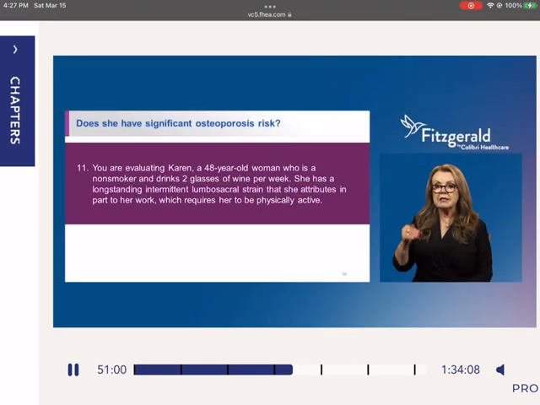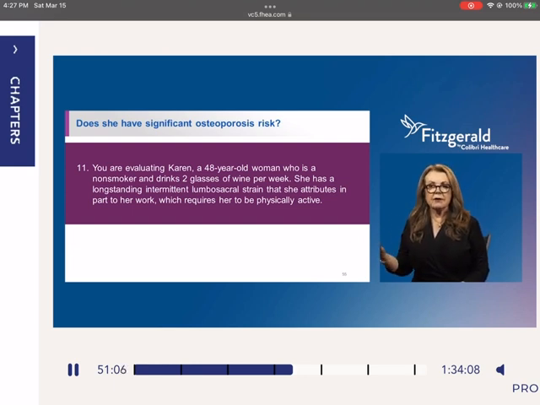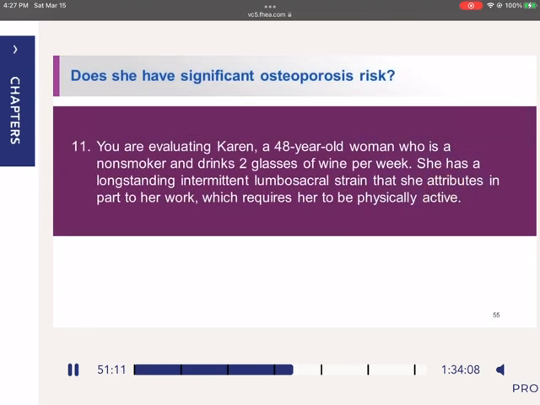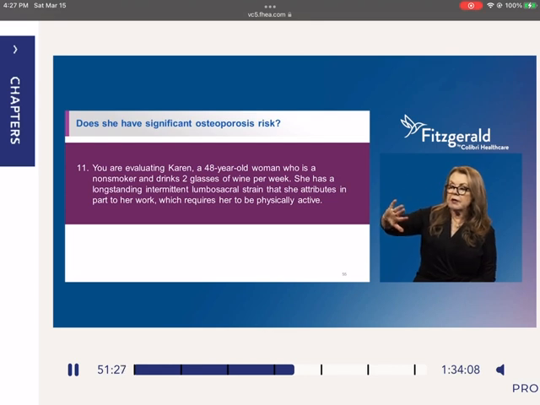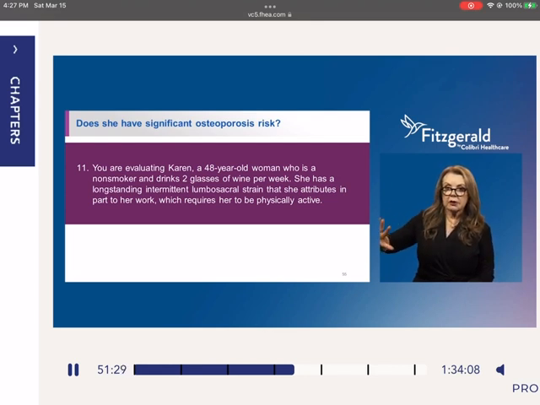Whenever you're seeing a woman with back pain, you have to consider, does she have very significant osteoporosis risk? Question 11, you're evaluating Karen, a 48-year-old woman who's a non-smoker and drinks 2 glasses of wine per week. She has long-standing intermittent lumbar sacral strain that she attributes in part to her work, which requires her to be physically active. So all we have here is her age and a little bit about her social habits.